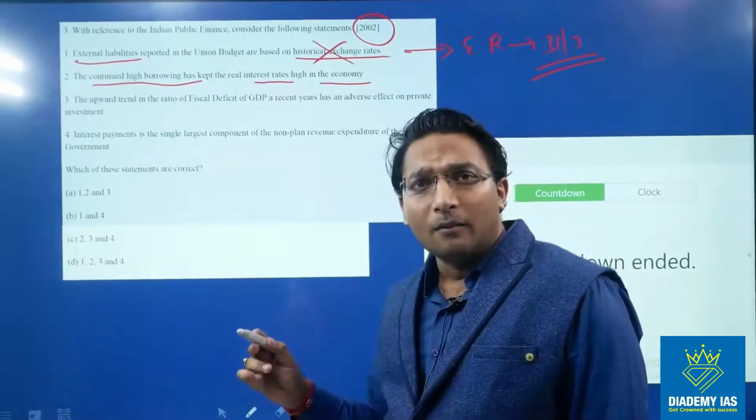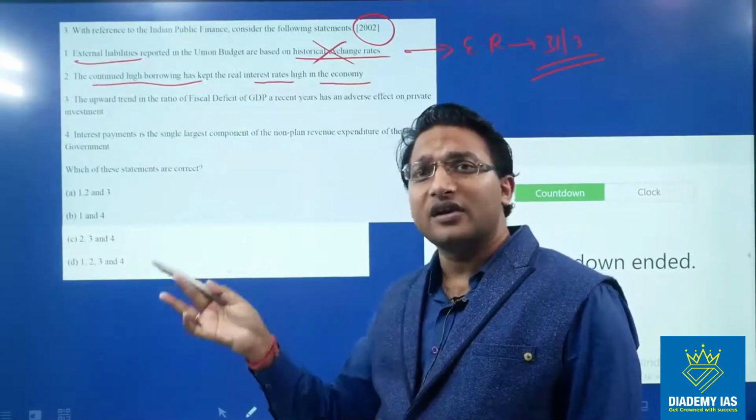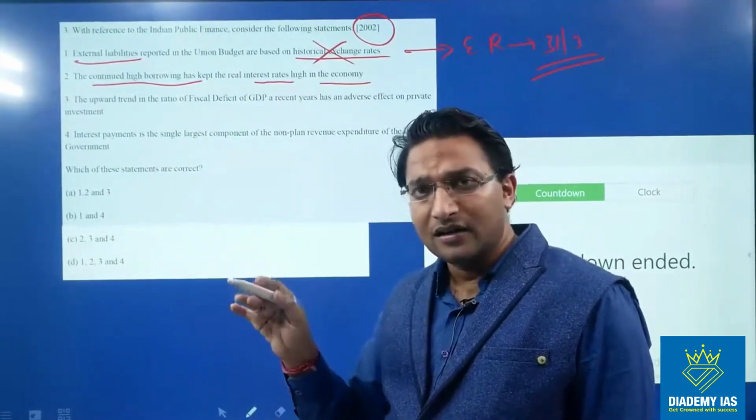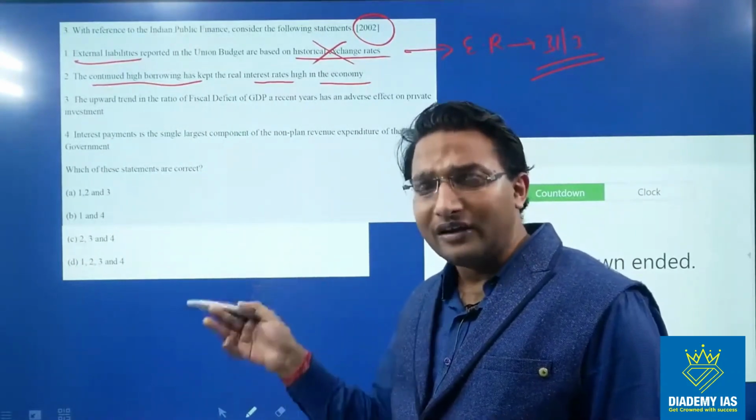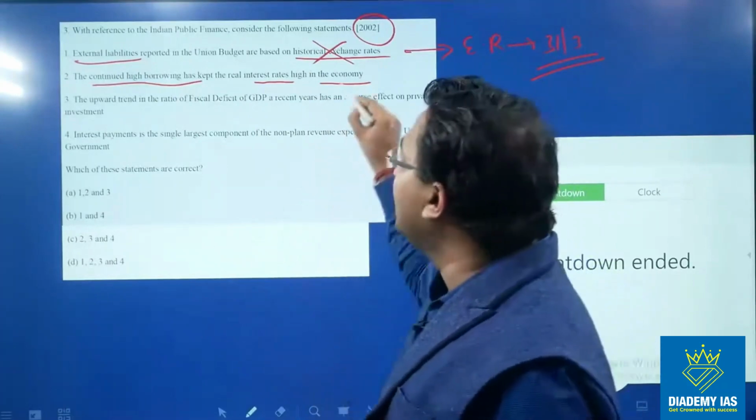Statement number 2, continued high borrowing has kept real interest rate high in the economy. When borrowing is high, the interest rate also remains high, right? Borrowing high means the demand is high, so definitely the cost of money, that is the interest rate, will always be high in that case.